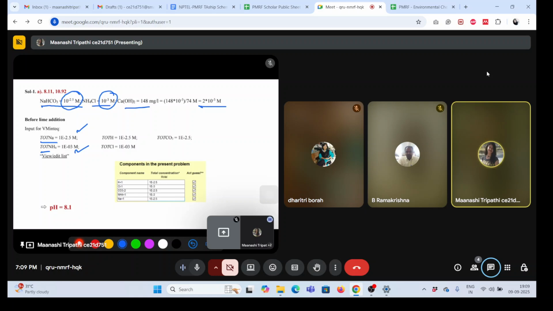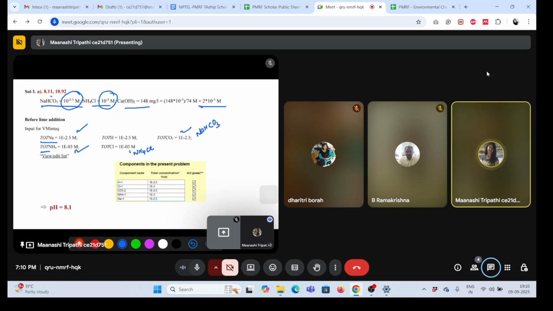From where we'll get the total carbonate? Total carbonate, we have the only source. That is sodium NaHCO3. For total chloride, what will be the source? We have only ammonium chloride. It will dissociate and it will give us 1 molar of ammonium, whatever is there, 10 raised to power minus 3 molar of ammonium chloride.